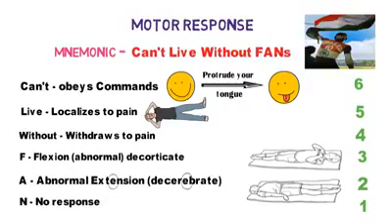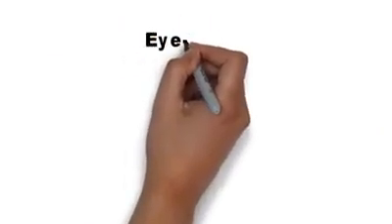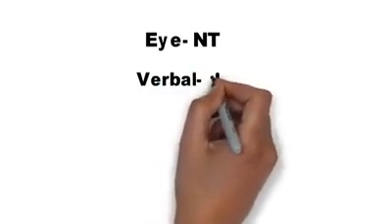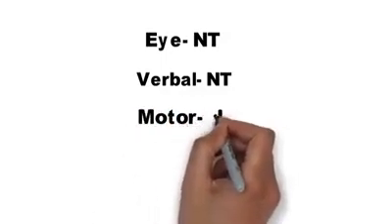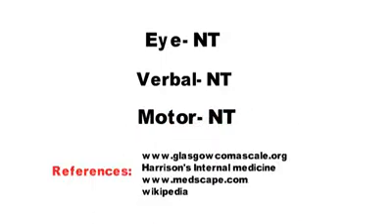After assessing the patient, you have to sum up the scores of all 3 responses. That will be the GCS score out of 15. If there occurs some local factors which interfere with eye opening, then eye response is noted as not testable. If patient can't verbalize, like if intubated or tracheostomized, then verbal response is noted as not testable. Or if patient is paralyzed due to some reasons, then motor response can't be tested and noted as not testable.